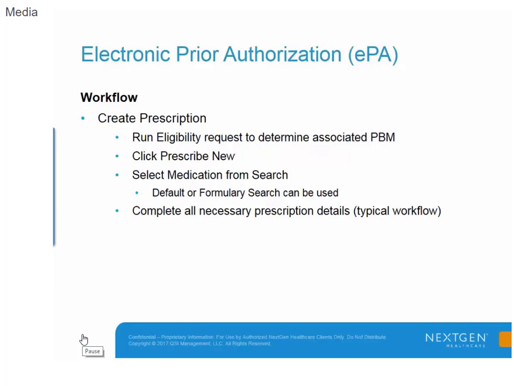So from there, you click Prescribe New to search for your medication, and you could use the default search, but we recommend the formulary search because of the extra prior authorization status information. And then you complete your necessary prescription details. That right there is typical workflow. So keep your same medication workflow up to the completing of the details. You're not sending at this point. And that's an important thing to keep in mind.